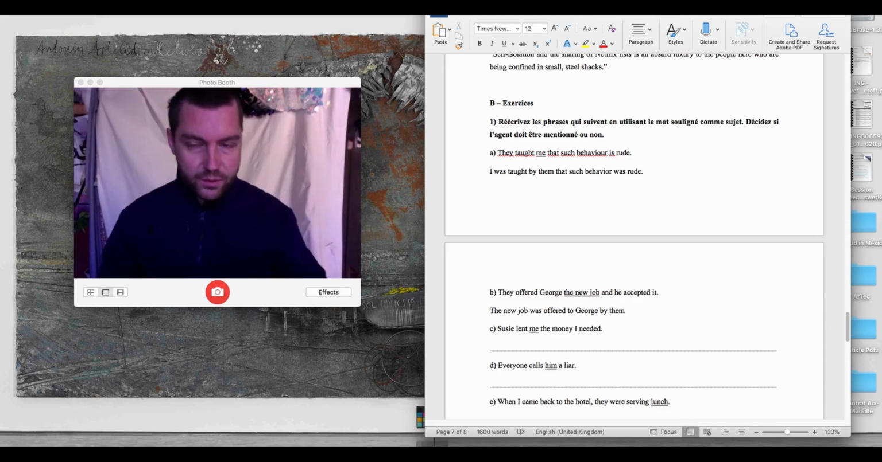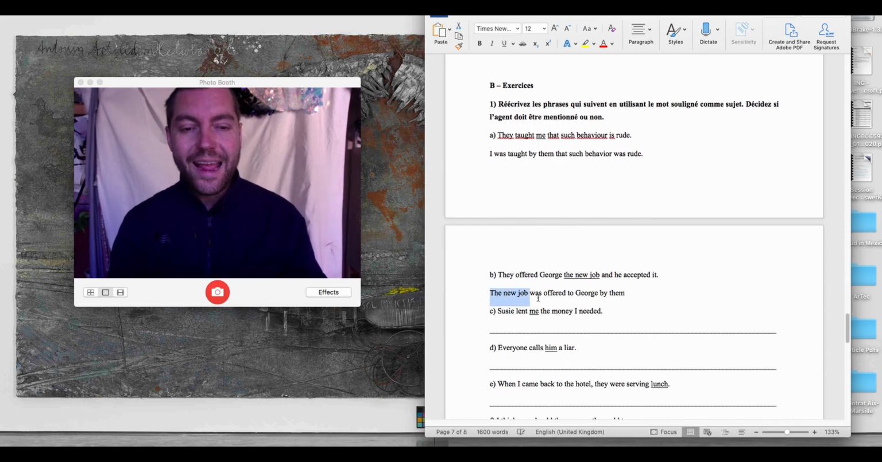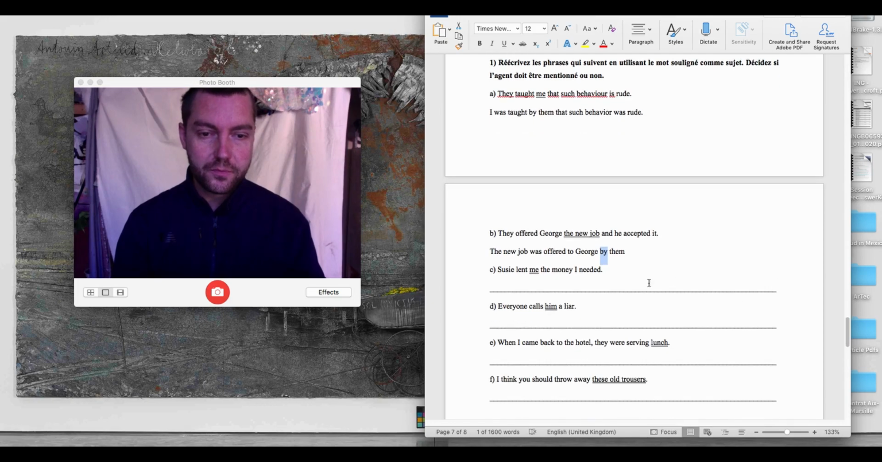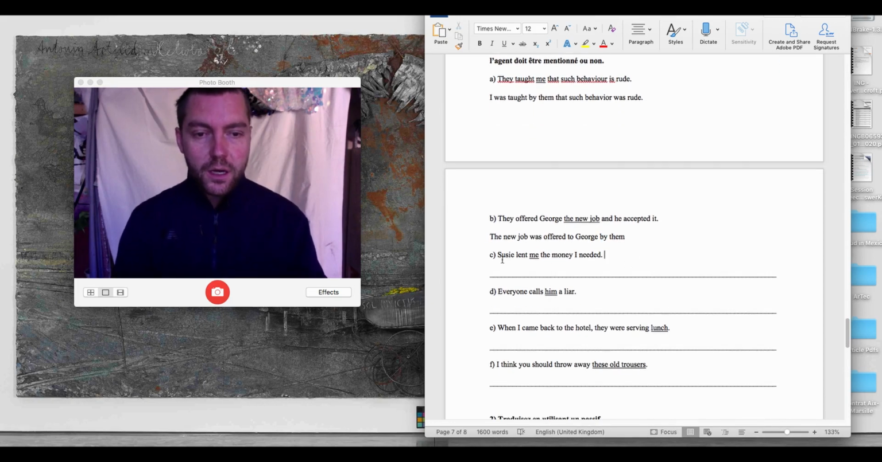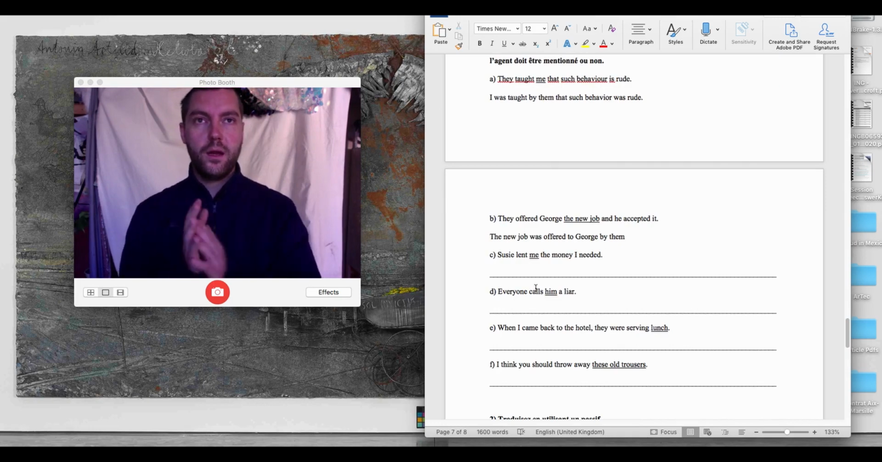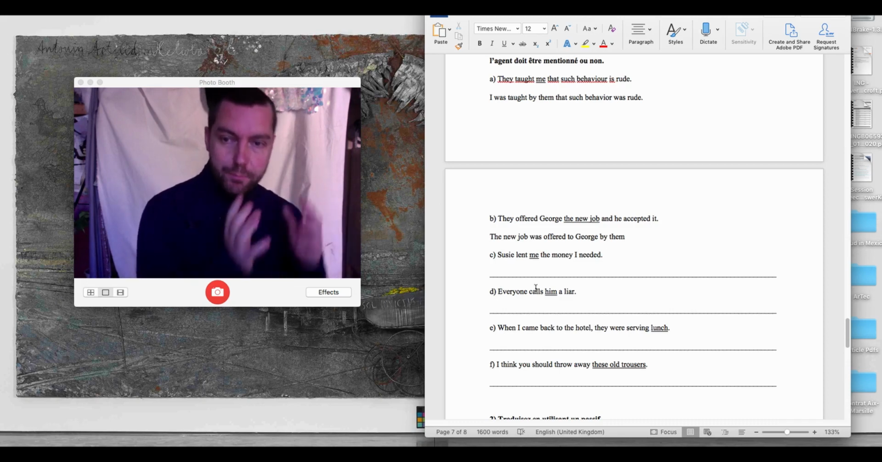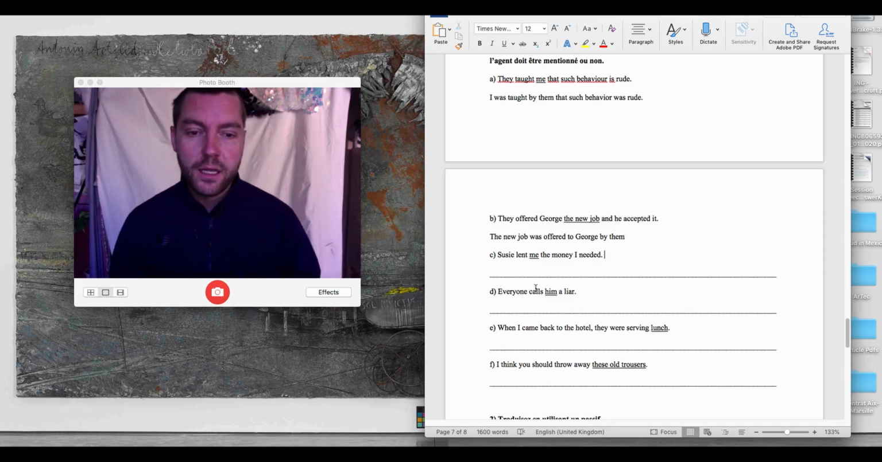So here we can see this would be just the same in French. Le nouveau job était offert. It follows the same construction, remembering that "was" always translates as été or a été, and then to George by them. So this is par eux, by them in French. So I'll let you do the rest of them, but remember that if in French we use été offert, that's the passive. So it's something was offered by someone. It's the "by someone" that makes it the passive.